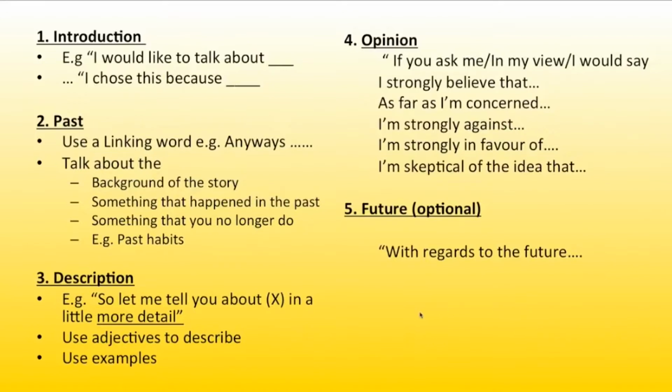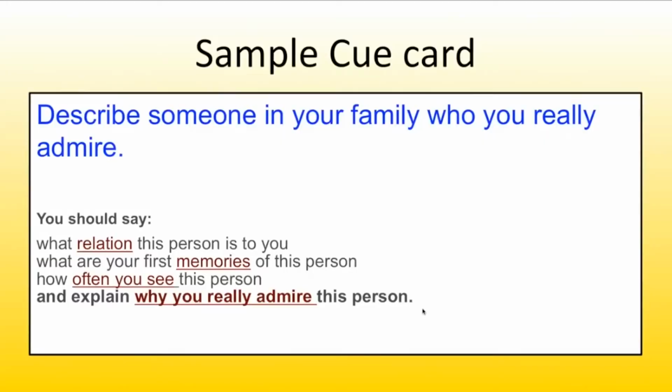So now that we know the structure, let's take a look at an actual cue card and try to follow the structure. So this is a sample cue card. The given topic here is, describe someone in your family who you really admire. You should say what relation this person is to you, what are your first memories of this person, how often you see this person, and explain why you really admire this person.